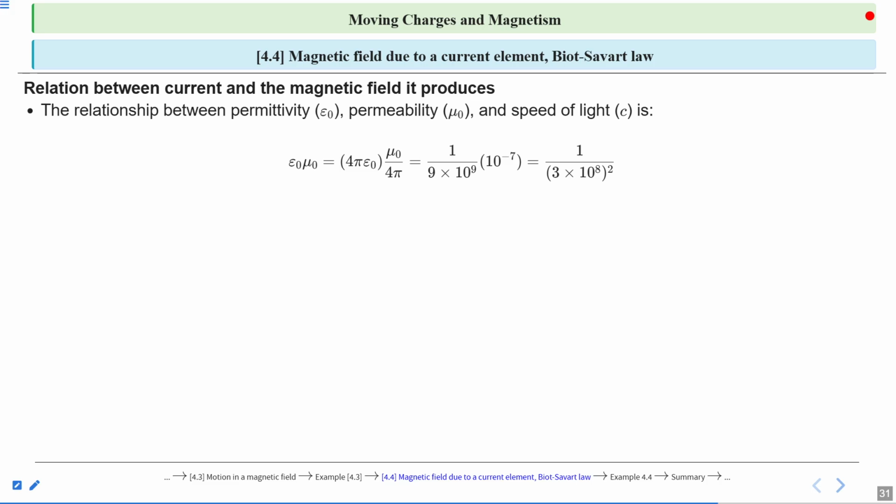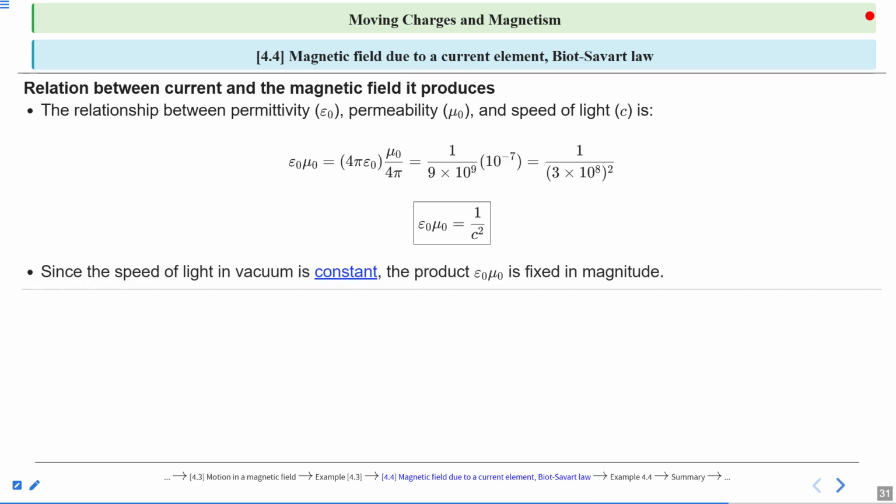So 9 into 10 raised power 9 will go in the denominator, and the value of mu naught by 4 pi is 10 raised power minus 7. After solving it, it will become 1 over (3 into 10 raised power 8) whole square. And what is 3 into 10 raised power 8? C, the speed of light. So can we say epsilon naught mu naught is equal to 1 by c square? Since the speed of light in vacuum is constant, the product of epsilon naught and mu naught is fixed in magnitude also. So this is the relation.